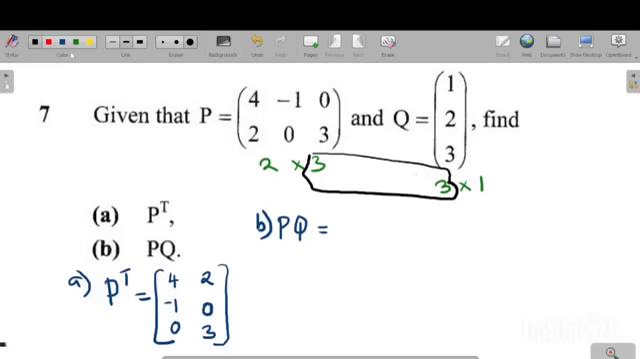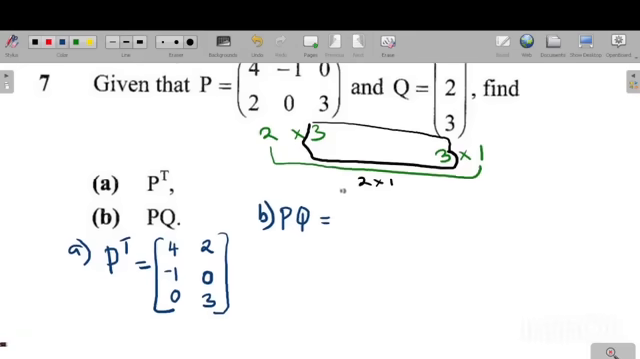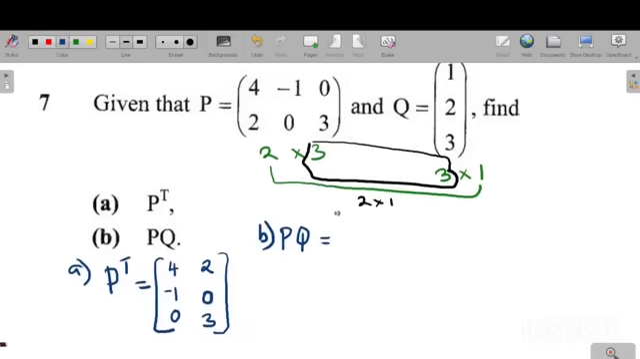Now, what about these outside numbers? What do they tell you? These outside numbers tell you the order of the matrix that you are going to find after you've done the multiplication. So the order of the matrix that you are going to have after you've carried out your multiplication will be a 2 by 1 matrix. All right.